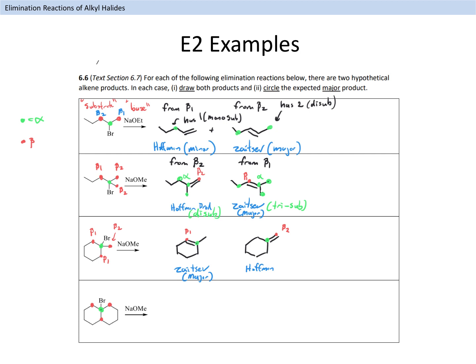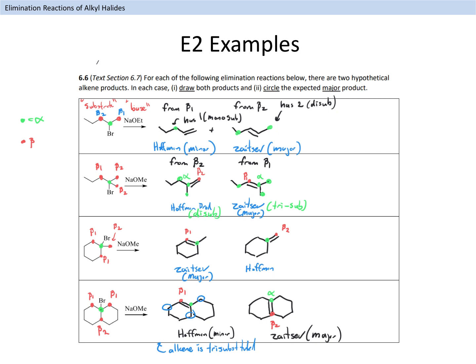Due to symmetry, we can assign the beta 1 labels to 2 of the beta positions, as shown here. The third carbon atom attached to the alpha carbon is labeled as beta 2. Elimination from either of the beta 1 carbons leads to the minor product, which is the less substituted alkene. This is also called the Hofmann product. Elimination from the beta 2 carbon leads to the formation of the major product, because it is the more substituted alkene. This is the Zaitsev product.